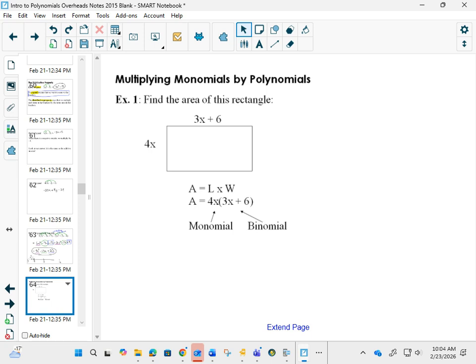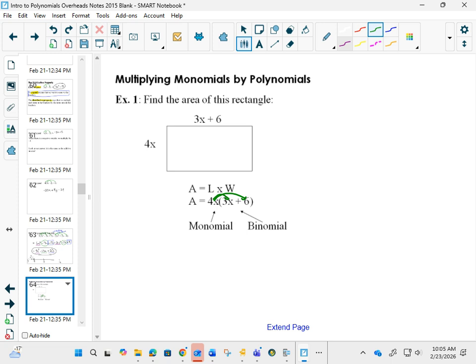So we use this distributive property whenever we're multiplying a monomial by a polynomial. And in this example, it says, can we find the area of this rectangle? Well, we know from our formulas that area is length times width. And I know that my length was 4x and my width was 3x plus 6. So I'm multiplying here a monomial times a binomial. And I can draw my arrows. If it said expand and simplify this, what would be my simplified expanded answer?